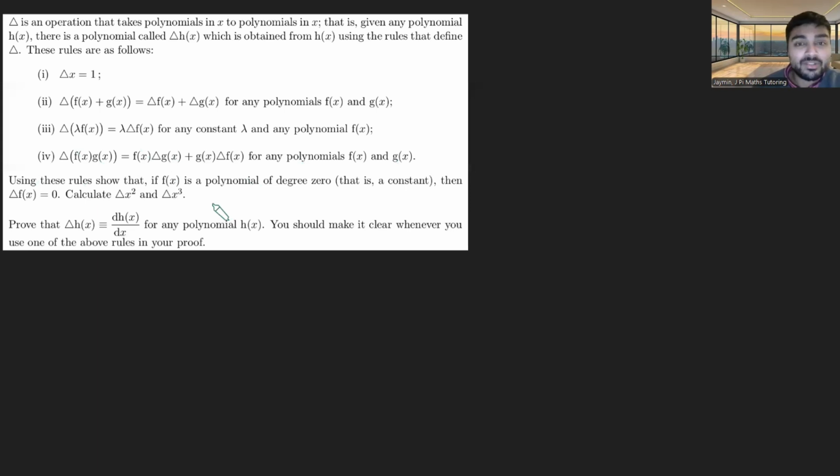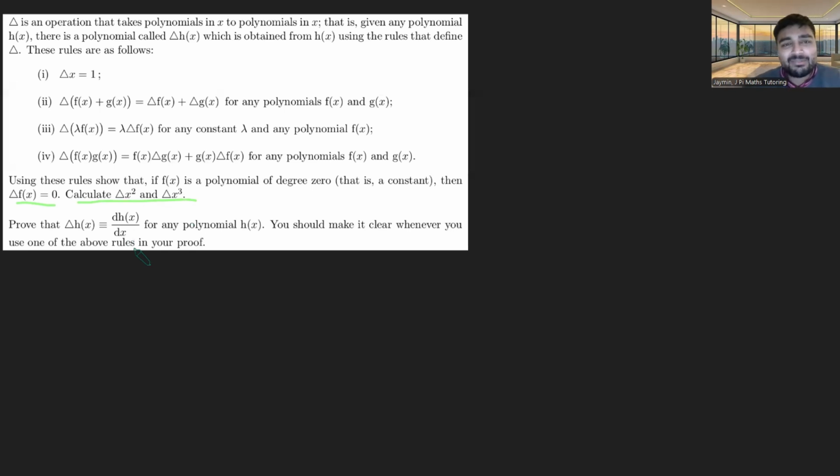Using these rules, we want to show that if f of x is a polynomial of degree 0, that is, a constant, then triangle of f of x equals 0. And therefore, we want to calculate triangle of x squared and triangle of x cubed. Then we want to prove that triangle of h of x is in fact, in disguise, the derivative of h of x for any polynomial h of x. You should make it clear whenever you use one of the above rules in your proof.